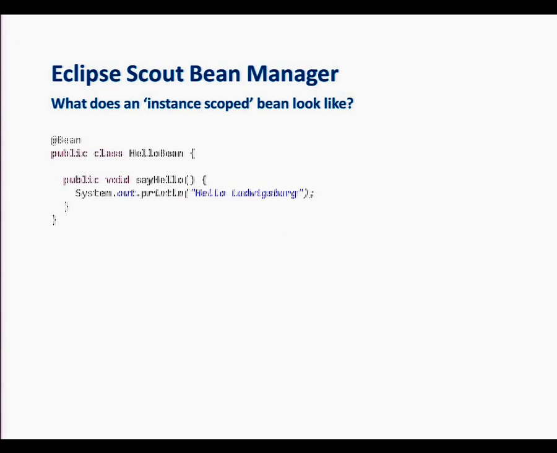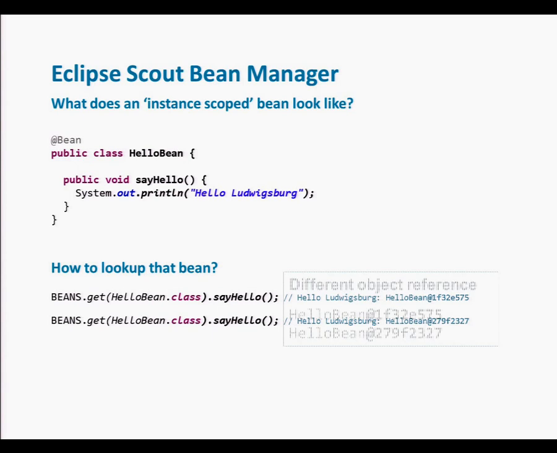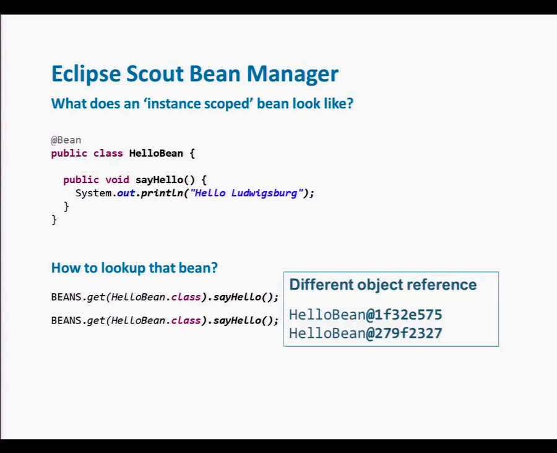So what does an instance scope bean look like? It's just a simple class annotated with @Bean, and this bean provides some functionality to say hello. That's a valid bean. How can you look up that bean? It's also very easy. You use the bean manager, Beans.get, and there you provide the name of the bean you're interested in, the class name. You get the bean back and can invoke some functionality on that bean. If you do that a second time, you get another bean back, and you see that here in the memory reference, it's two objects. It's not the same because it's an instance scope, so every lookup results in the instantiation of a new bean.